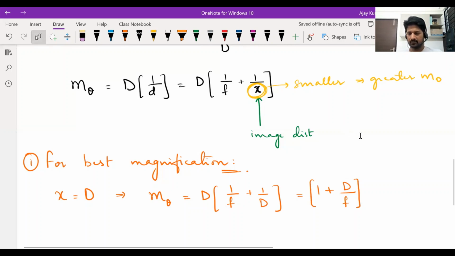Yes, sir. Okay. So where should the image form for the best magnification? Where means at what distance should you allow the image to form to get best magnification? At the most minimal, but is that 0? Can you see objects which are at 0 distance from your eye? No. So where should it be allowed to form?